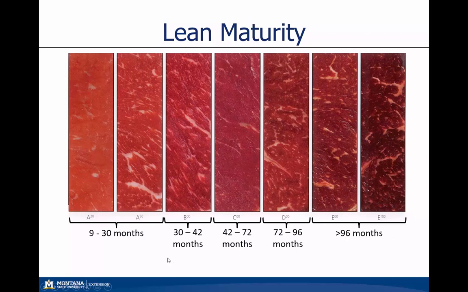And as seen in this picture, we go from a nice bright red color down to the older animals being a really dark burgundy color. That is how that muscle color changes as that animal ages.